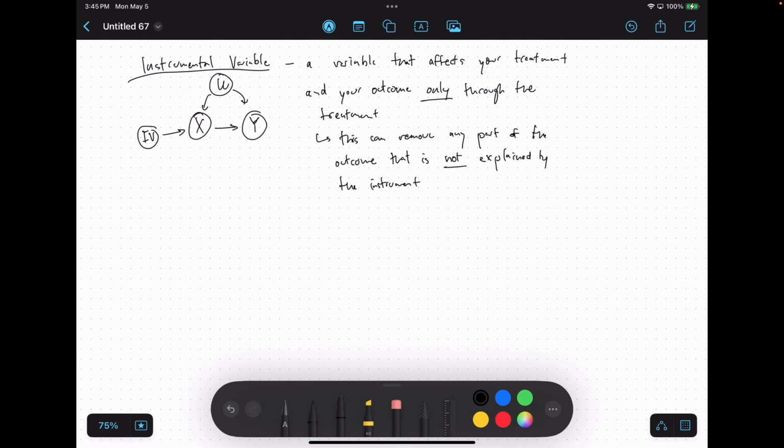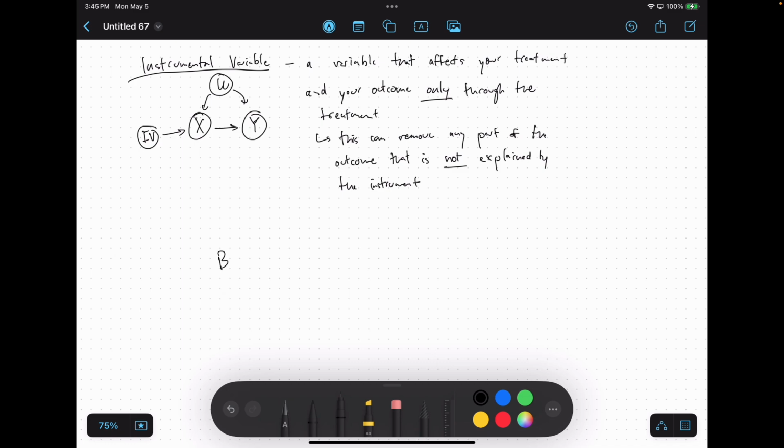So you're just kind of replacing the treatment with the instrument? No. Essentially what you're doing is you are isolating the specific effect of your treatment on the outcome via the instrument. Let me do an example and maybe it'll become clearer.